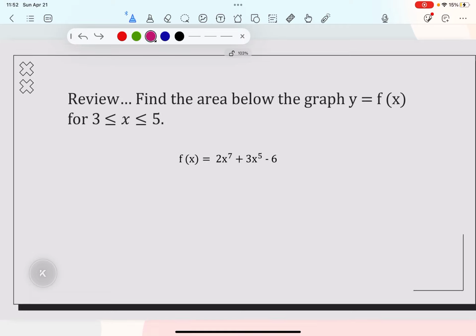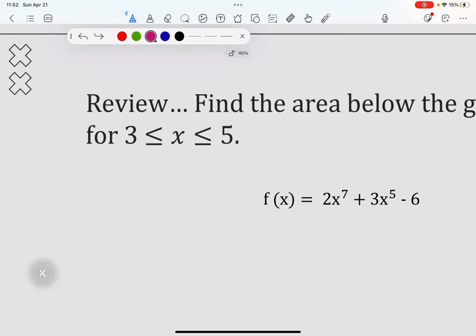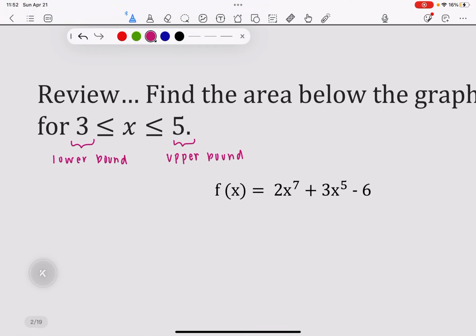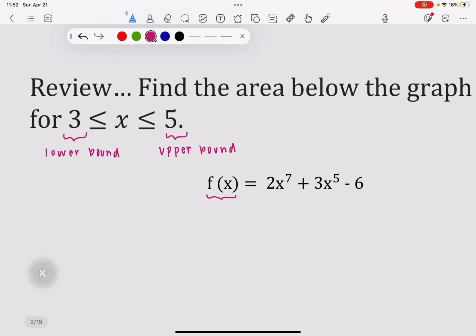So basically from this information, we know that this is going to be the lower bound, and this is going to be the upper bound of our integral, which will be defined by f of x as stated in the problem. So I'm going to take this off my stand so I can write properly.